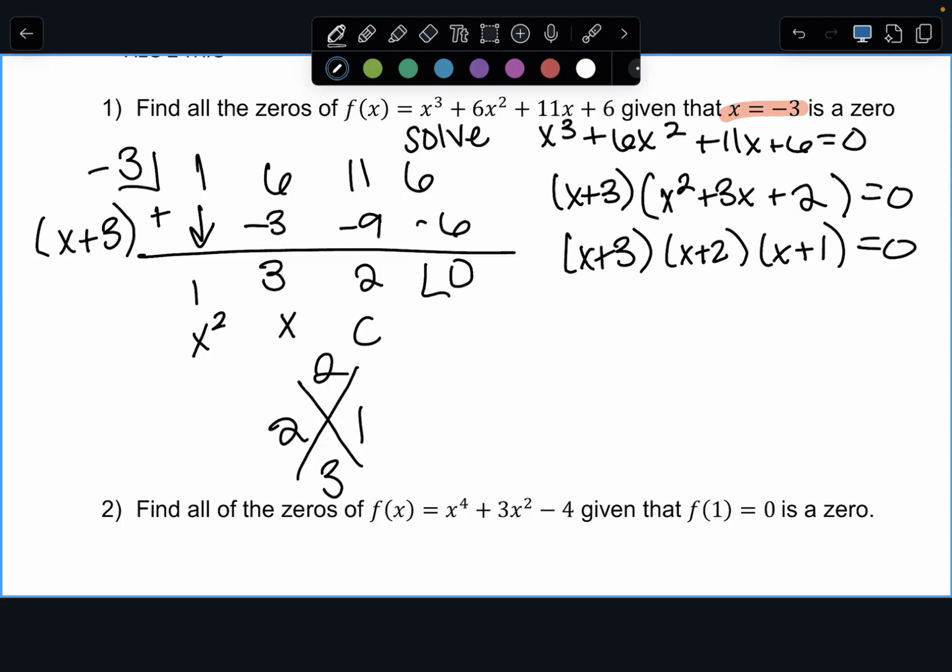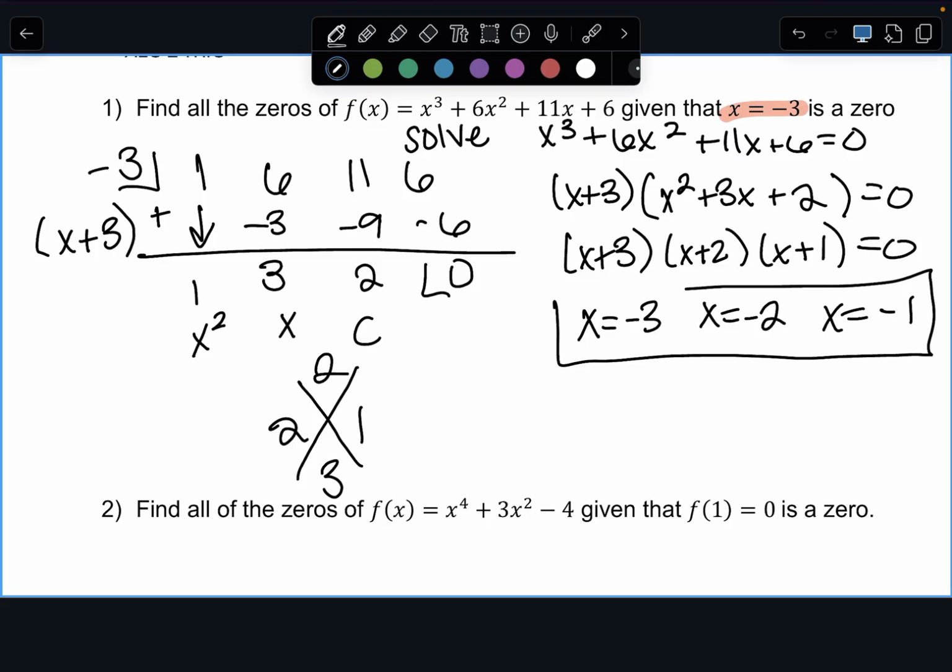Now I have all these factors. What should I do with each of them? Set them equal to 0, aka switch the signs on all of those numbers. So we get -3, -2, and -1. Questions on that one? Again, we were given a factor, we divide it out, and then we deal with what's left.